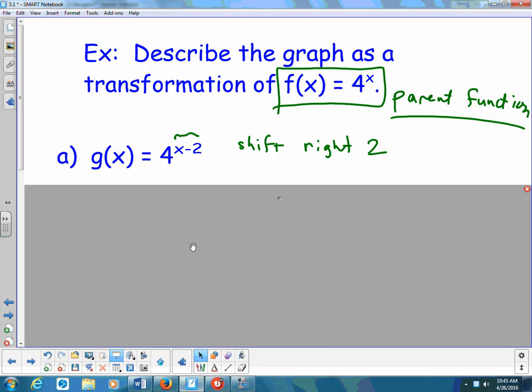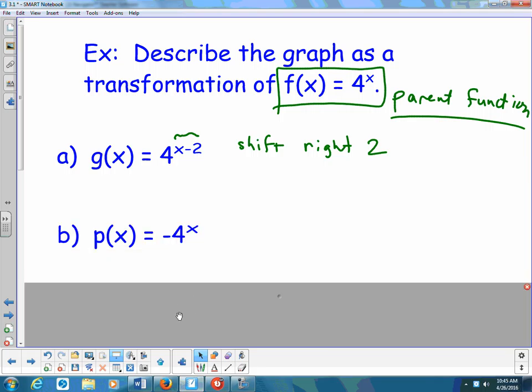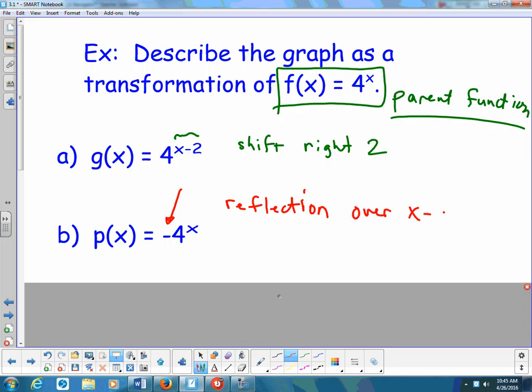Let's take a look at the next example. What about the opposite of 4 to the x? Remember, if you have an opposite in front of your entire function, is that a shift, a stretch, or a reflect? Well, it's going to be a reflection over the x-axis or the y-axis. If we're making the whole function negative, like we are here, then it's going to be reflected over the x-axis. If you make just the x negative, then it would be a reflection over the y.